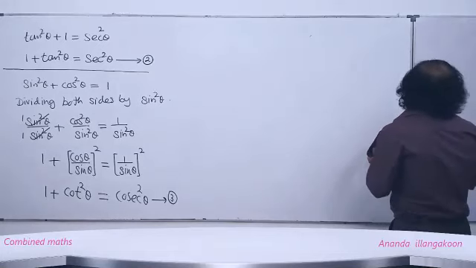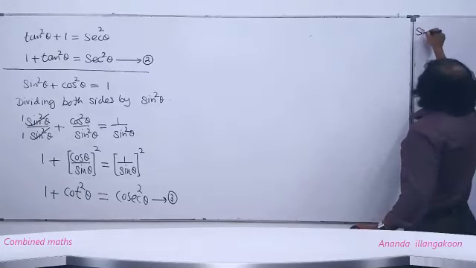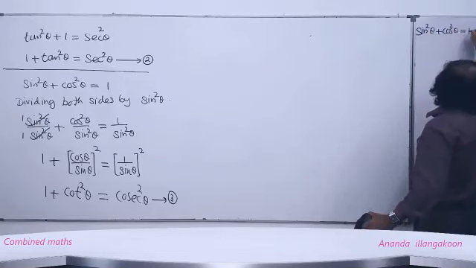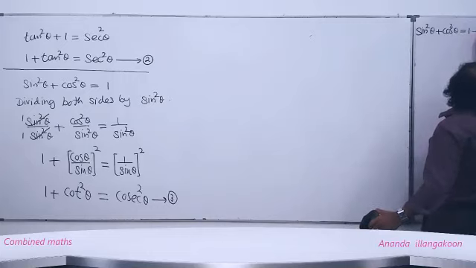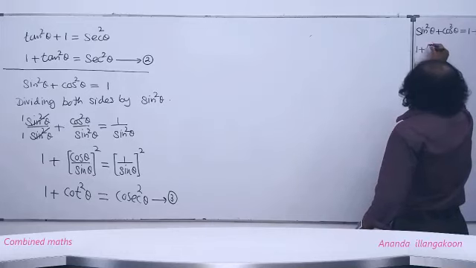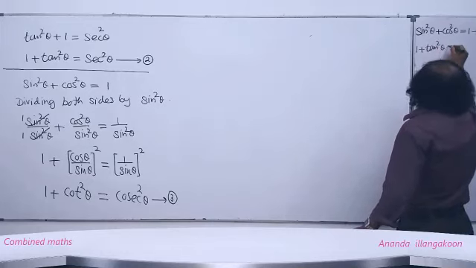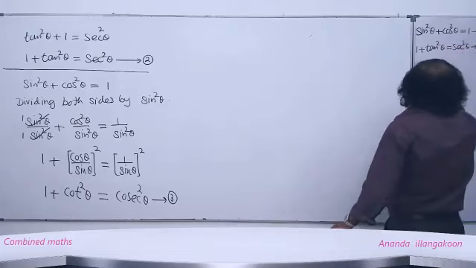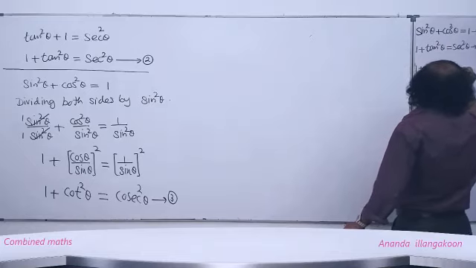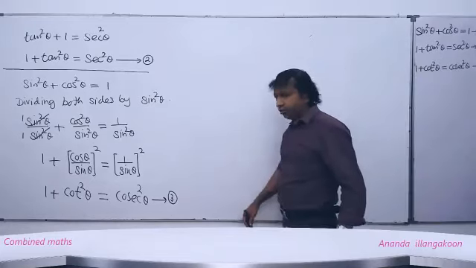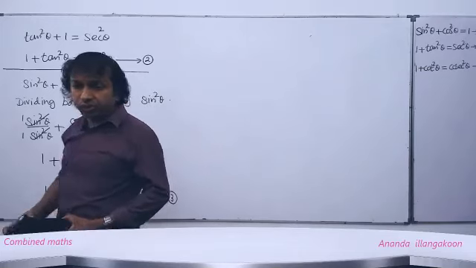I write that here. First one is sin squared theta plus cos squared theta is equal to 1. It's number 1. And next one, 1 plus tan squared theta is equal to sec squared theta, number 2. Next one, 1 plus cot squared theta is equal to cosec squared theta. This is number 3.